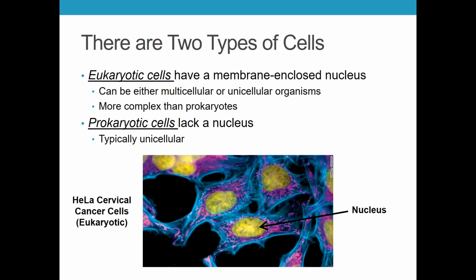That doesn't mean that there's not organization in prokaryotic cells, but certain membranes are lacking. And so you can clearly see in eukaryotic cells that there is a membrane-enclosed nucleus. These are HeLa cancer cells, and these are from a eukaryotic source. Not really going to go into that history right now, but you can see just from a microscopy image here that's been stained in a certain way that there is a clearly identifiable nucleus.